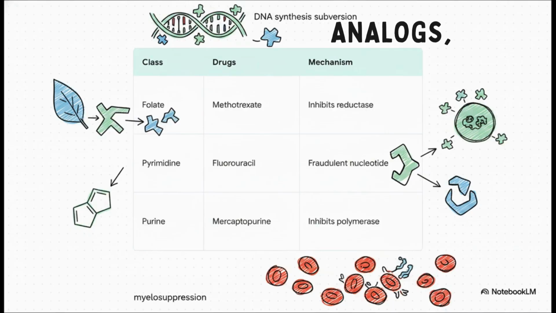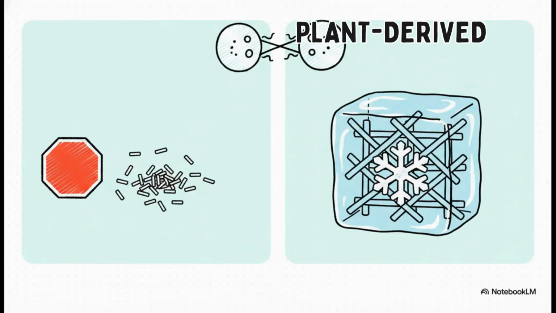Then we have pyrimidine analogs like fluorouracil, which inhibits thymidylate synthesis, and purine analogs like mercaptopurine. Because they all subvert the DNA creation process, they are all extremely potent myelosuppressives. They hit the bone marrow really hard. Now, how do the plant-derived drugs work? Well, they target the cell's physical scaffolding, specifically the microtubules that are absolutely necessary for pulling DNA apart during mitosis.